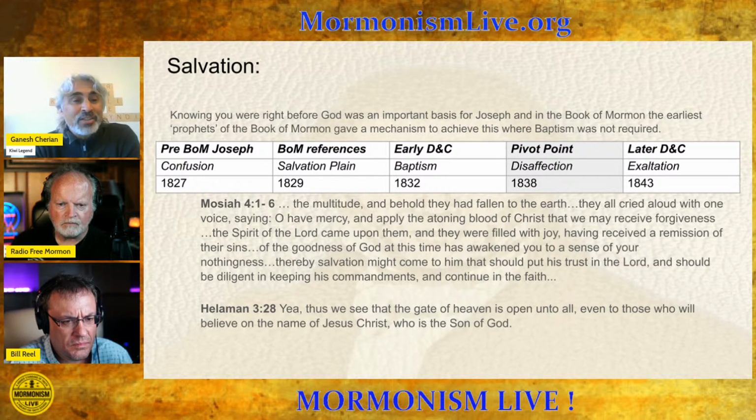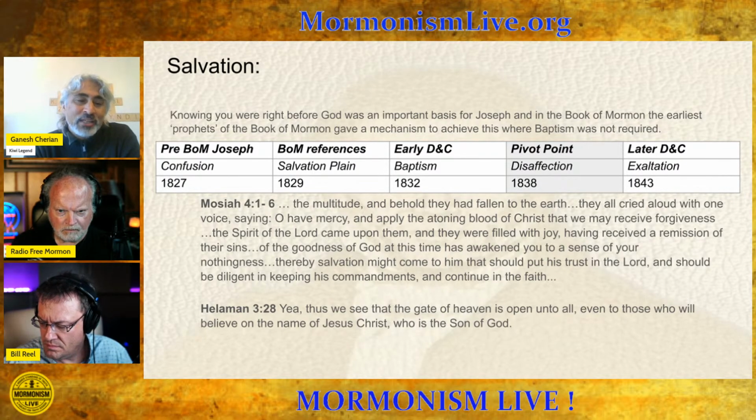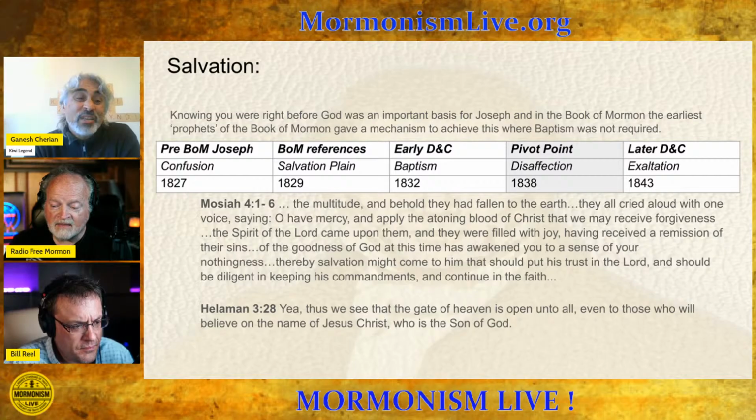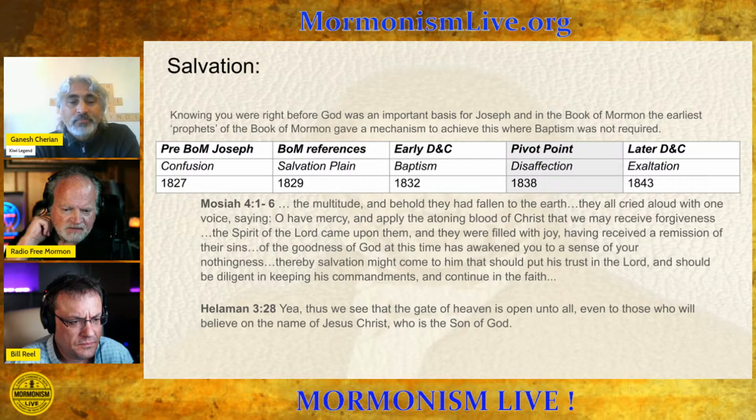But when you start to go, well, your salvation is dependent, there's a higher heaven, and your place in that heaven is some form of exaltation, then you need to be able to assure your exaltation. And so then that's the second anointing ordinance. And of course, the certainty there would be a nice juxtaposition to the confusion in the pre-Book of Mormon Joseph Smith. I'm sorry, were you going to say something, Bill?